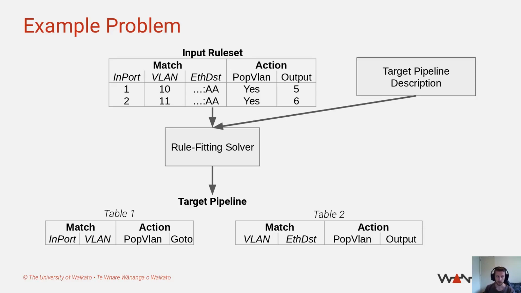So to show the difficulties of this problem, here's an example. As input to this problem, we have a rule set. For our implementation, we're using an OpenFlow 1.3 rule set, and we have a description of the target pipeline. To do this, we're using table type patterns. The algorithm we are making goes in the middle here, the rule fitting solver, and its job is to try and find a new rule set that meets both the requirements of the forwarding from the input rule set and the requirements of the target pipeline.